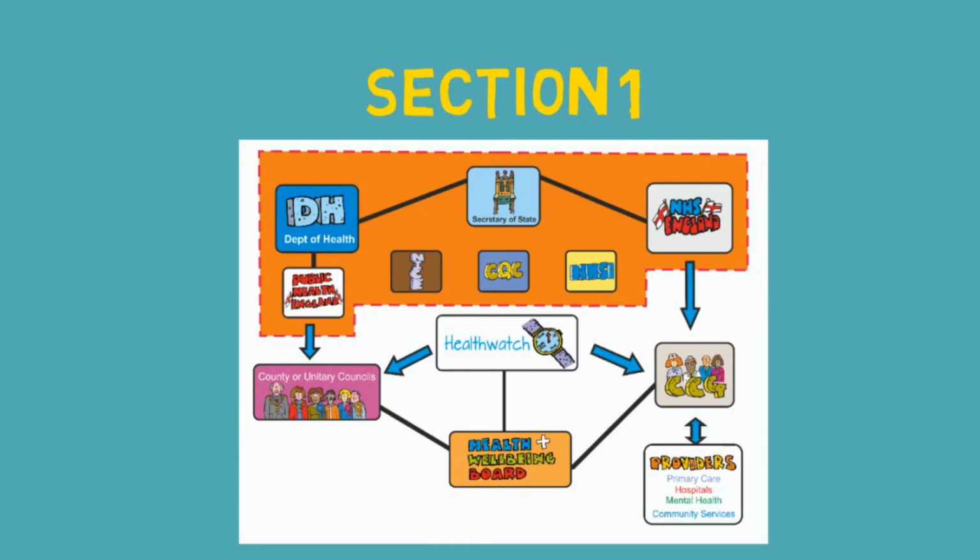In order to get a better understanding of the NHS and local government system, we're going to take each part in turn and look at them in more detail. We will start by looking at the main NHS organisations which operate at the national level.